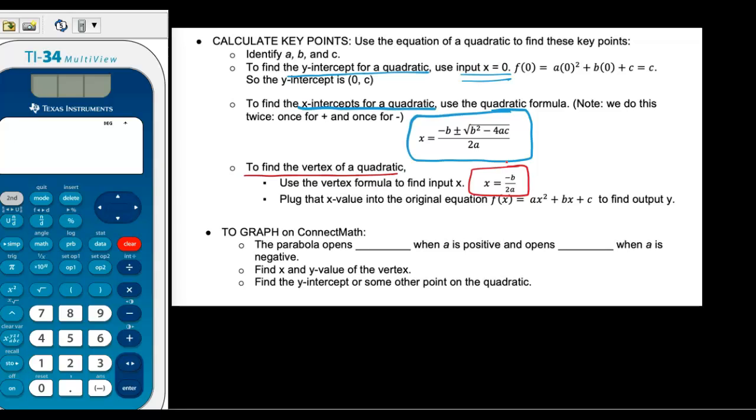And then when we graph on Connect Math, the graph is going to open up when a is positive. So we kind of already talked about this before. It's going to open down when a is negative. And then we can locate those key points like the x and y value of the vertex. We can find some intercepts or some other points.